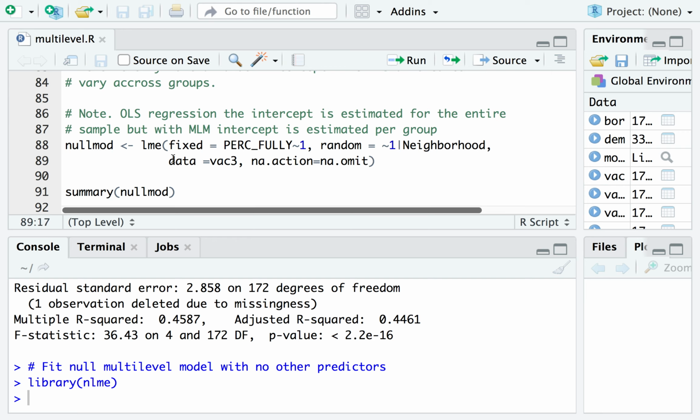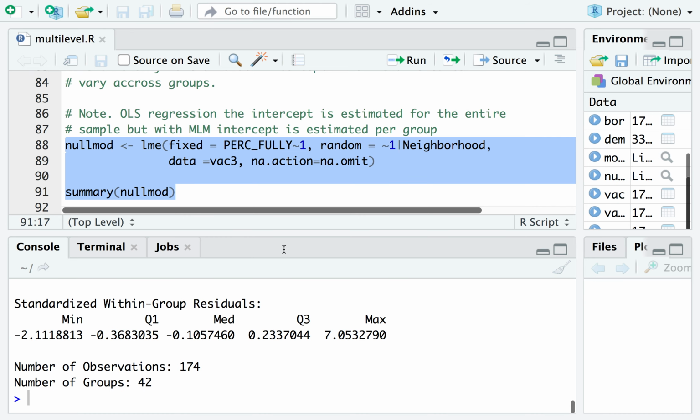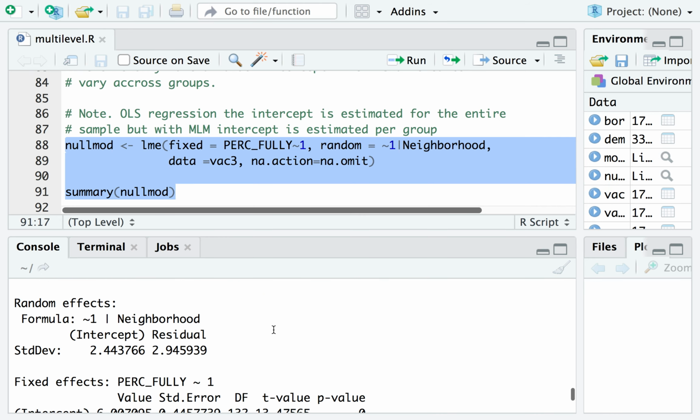And also, this is the name of the data set, and I don't believe it will run unless I say ignore all missing cases. So for now, we're just ignoring everything that's missing. And the reason why I'm running the null model, this is why it's a null model, is that it includes no other independent variables. It's just the dependent variable, which is fixed, and a random intercept. So let's run it. And let's look at the results here.